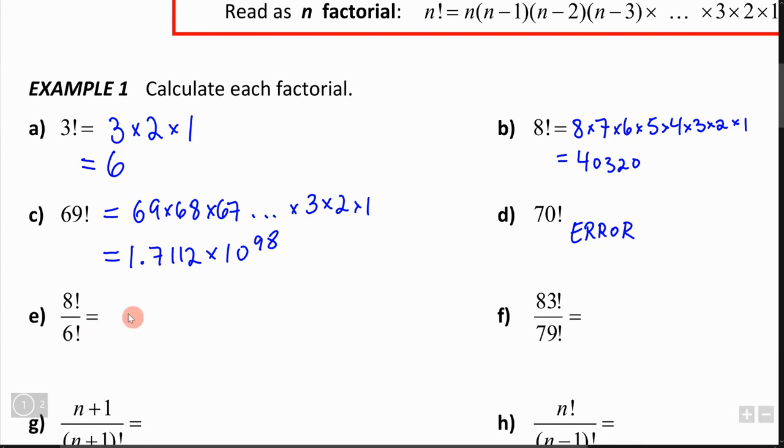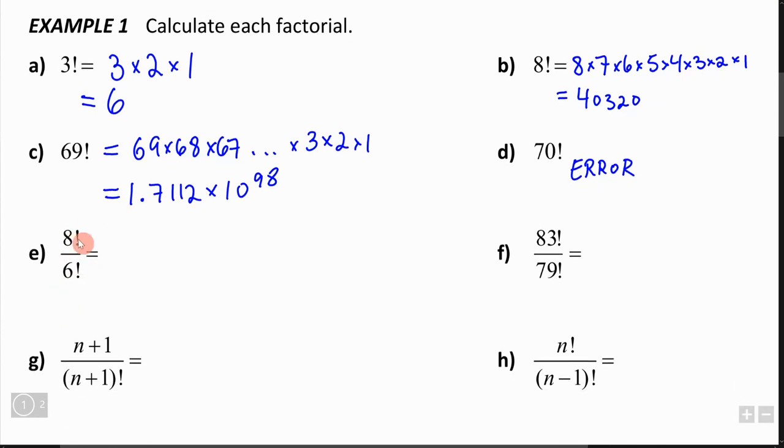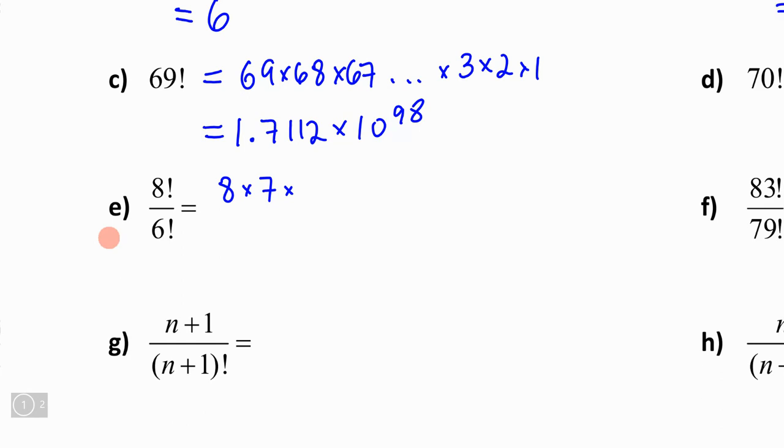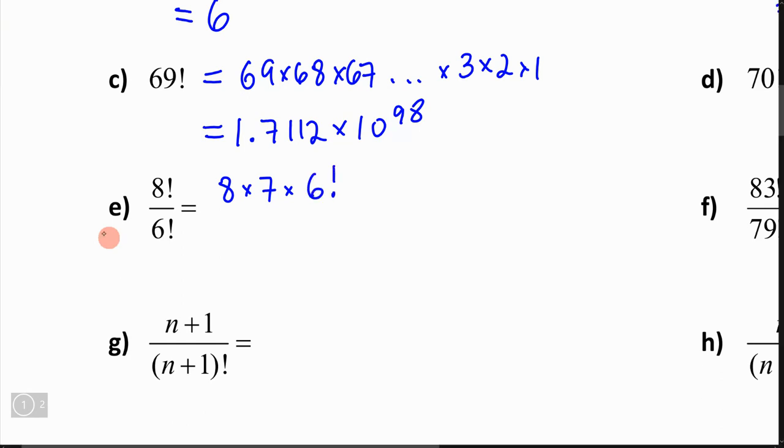What about other operations? We're going to have to know how to divide factorials. You can also do all sorts of neat tricks with factorials. For example, 8 factorial. We know 8 factorial is just 8 times 7 times 6, 5, 4, 3, 2, 1. But instead of writing 6 times 5 times 4 times 3 times 2 times 1, I can replace all that with 6 factorial, because 6 factorial is 6 times 5 times 4 times 3 times 2 times 1, which completes the rest of 8 factorial.